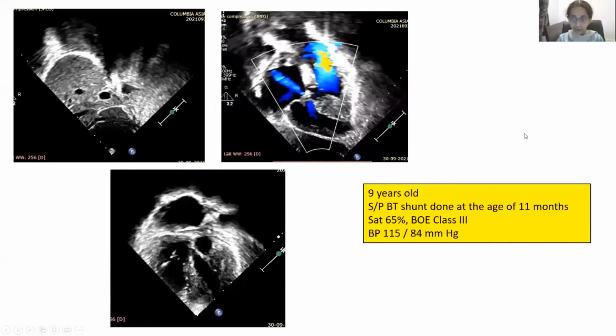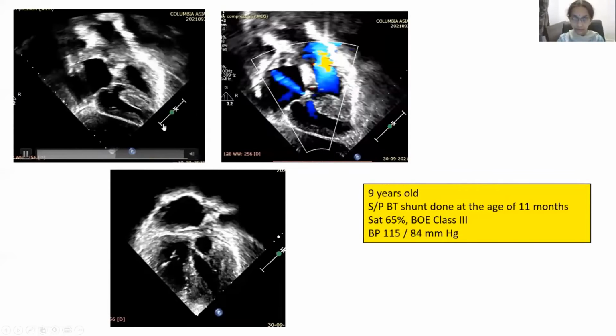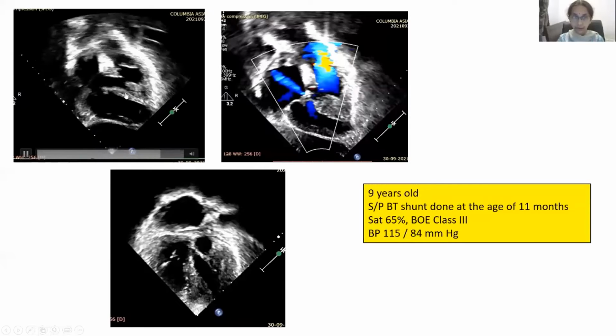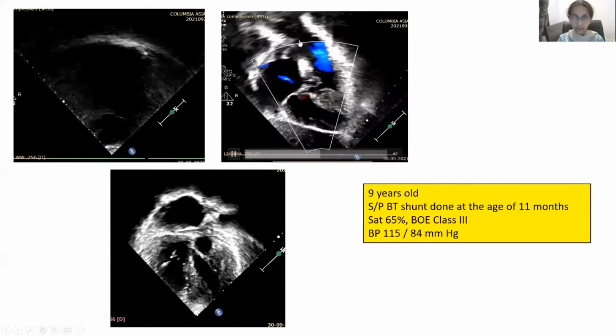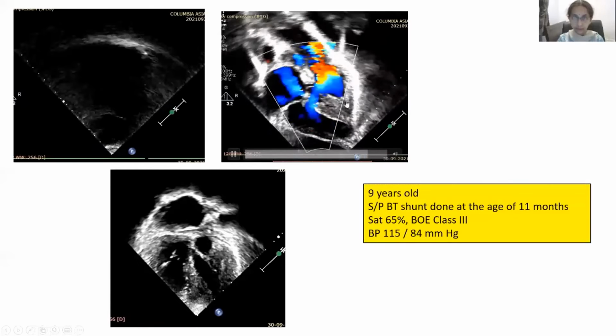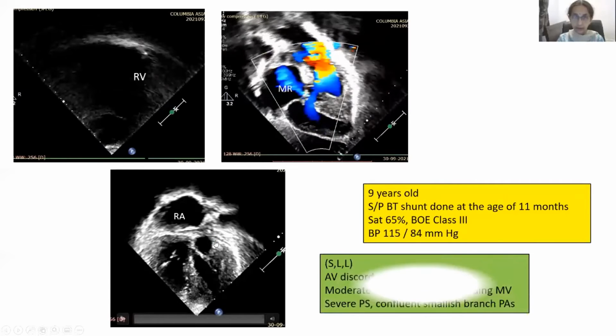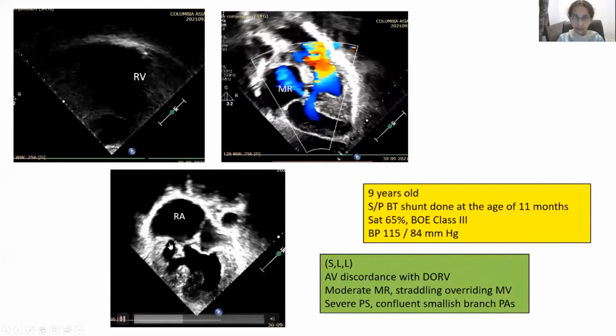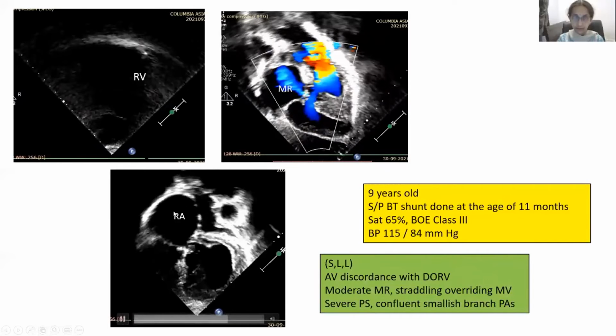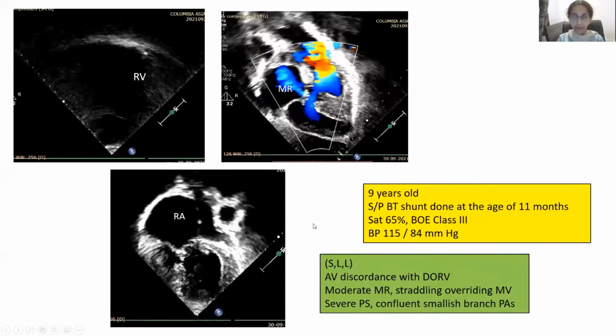This is a 9-year-old child who underwent a BT shunt at the age of 11 months, with saturations of 65%, and had class 2 to 3 breathlessness on exertion. On echo, had situs solitus, L-looped ventricles, and both the great vessels coming from the morphological right ventricle. Had moderate mitral regurgitation, and the right atrium was dilated.